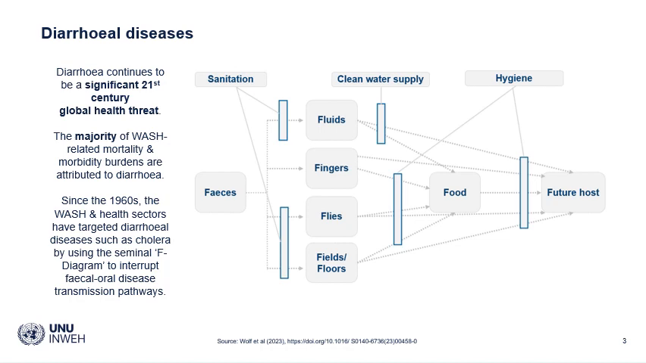Fields represent the natural environment where fecal matter can come into contact with water sources, soil, or crops. Improper disposal of human and animal waste and inadequate sanitation practices can lead to fecal contamination of agricultural fields, irrigation water, and surface water bodies.